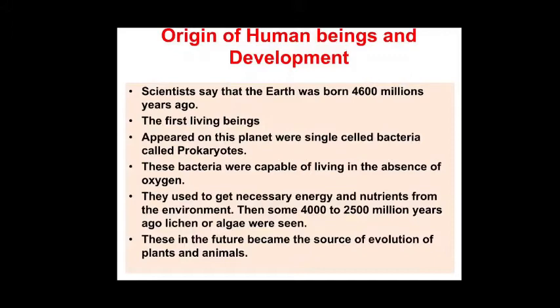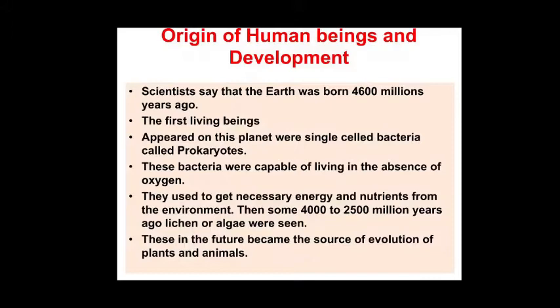Then some 4,000 to 2,500 million years ago, algae and lichen were seen. These living organisms in the future became the sources of evolution, leading to plants and animals. This is the origin of human beings and their development. Fossil evidence of microorganisms, which we cannot see with our eyes and can identify only with a microscope, as old as 3,500 million years has been traced in Australia. Fossil evidence of microorganisms as old as 2,000 million years was found in Sandur Taluk in Karnataka.